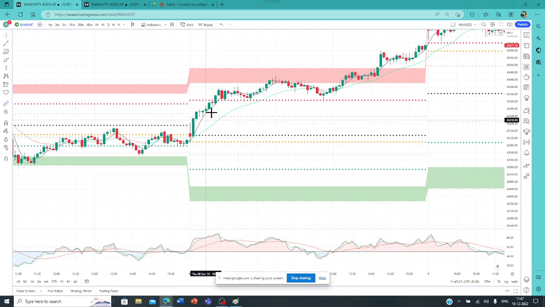And then you trail your SL as the price moves, right? You bring cost to cost. So every green candle low, you can keep as your SL. So this candle low becomes the SL for this. This candle low will become SL for this. So this candle low becomes SL for this. So if anything breaks, you're still in profit.